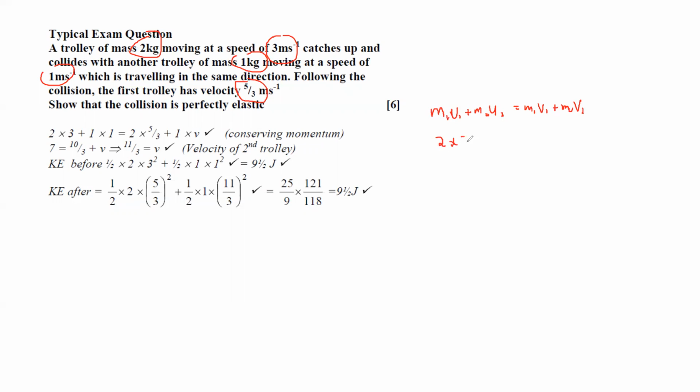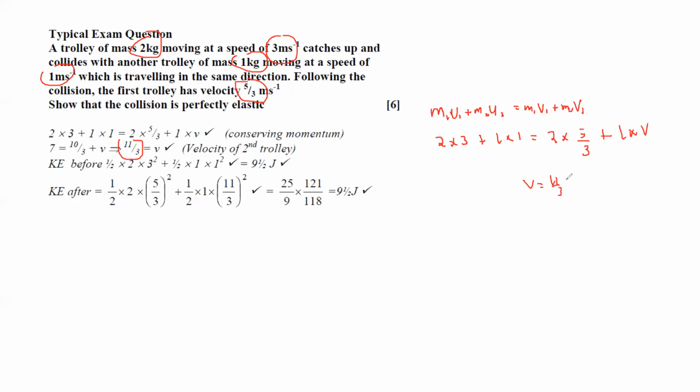and it's moving with the velocity 3. The second mass is 1 kilogram, and it is moving with velocity 1 in the same direction. Following the collision, the first trolley's speed is 5/3, and the second one's speed is v. So when we solve, you can see here it's 11/3 after solution.